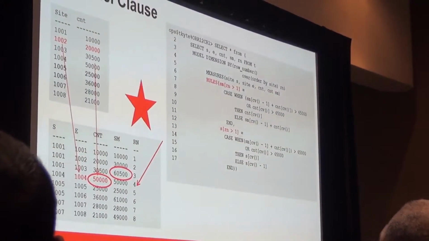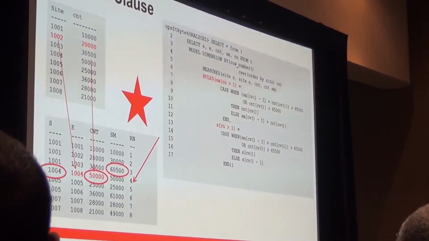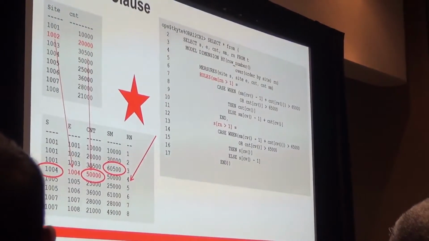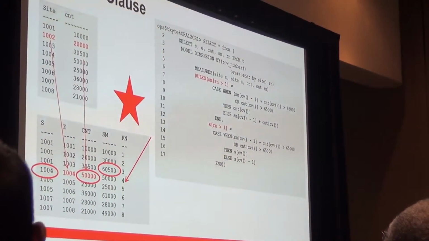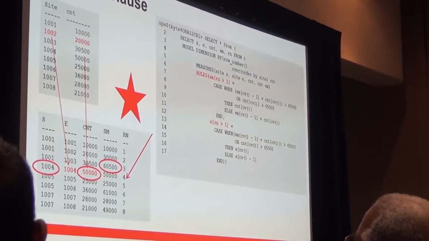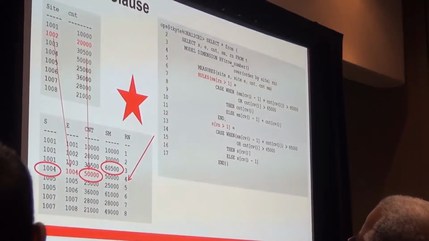And when I go to the site column, this is going to output the current row's site, not the computed value of the previous row's site. So this has changed my group ID.